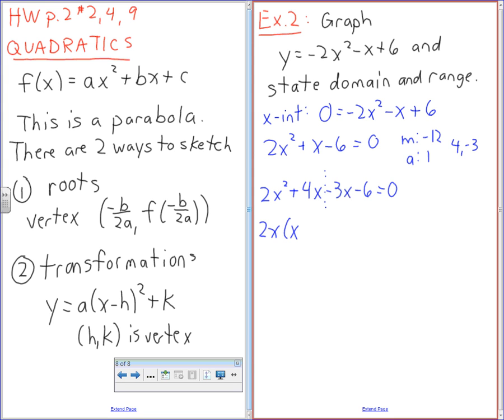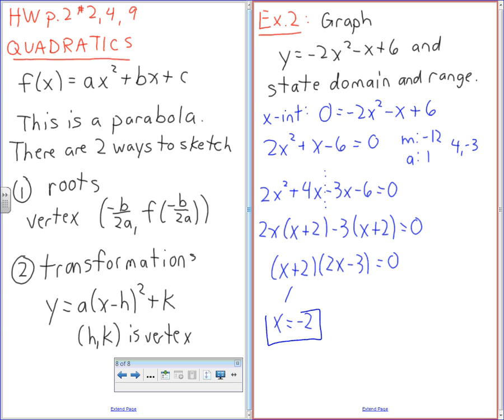2x bracket x plus 2 minus 3 bracket x plus 2 equals 0, and then x plus 2 and 2x minus 3 each equal 0. So x is negative 2. I've just looked everything over, that's what I did. Right, so I made it equal 0. It'll give you the same roots the same way.